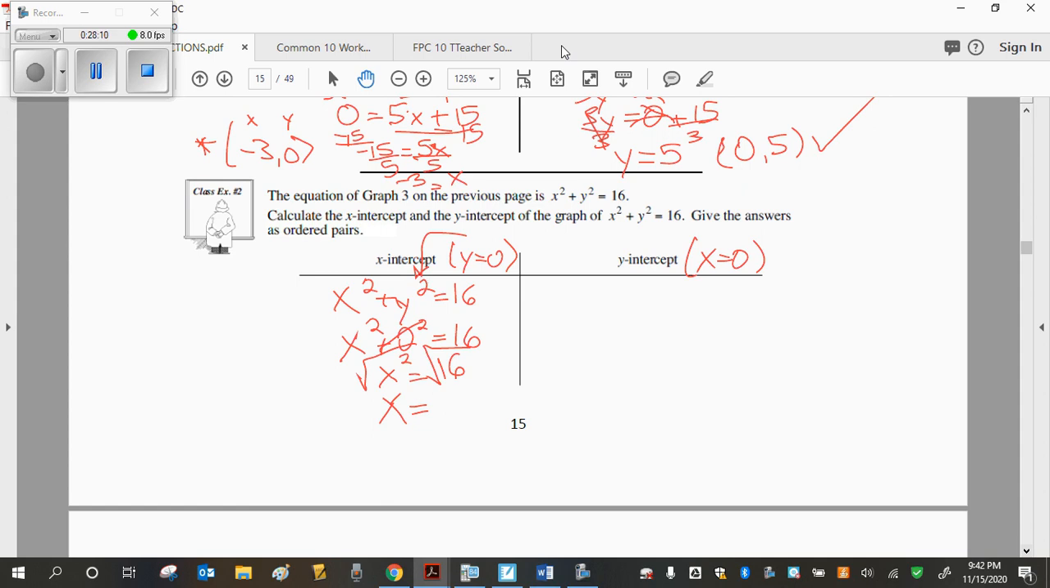Let's give you another chance. What's the square root of 16 equals? 2 answers, positive, negative 4. So you're going to write down (4, 0) and (-4, 0) as the x-intercepts.